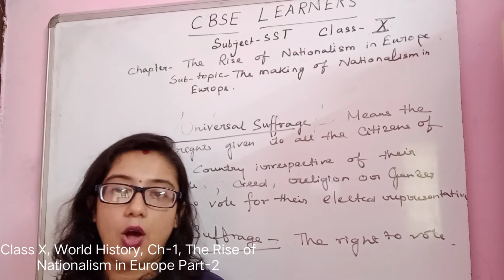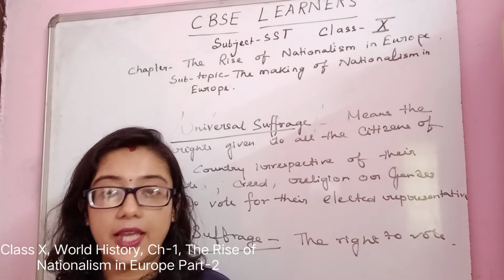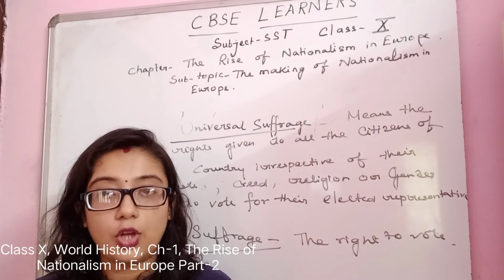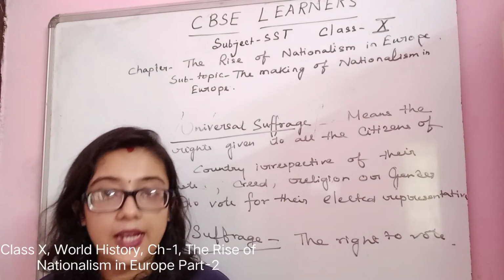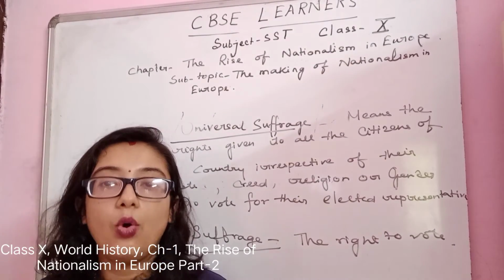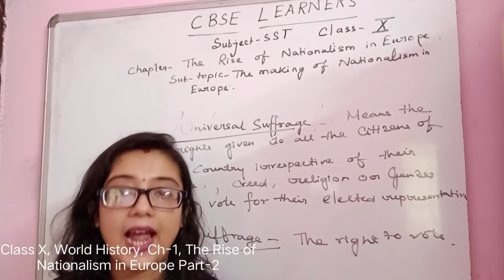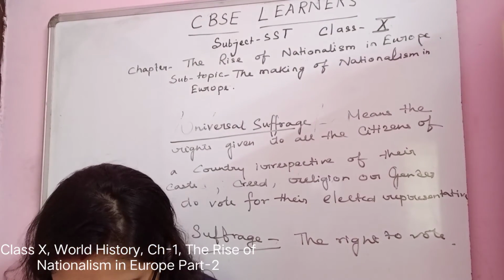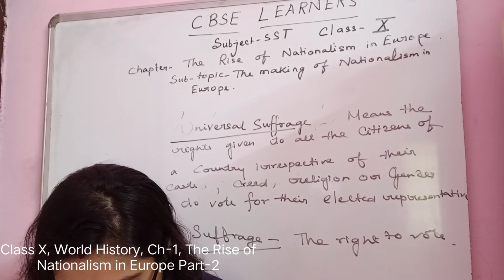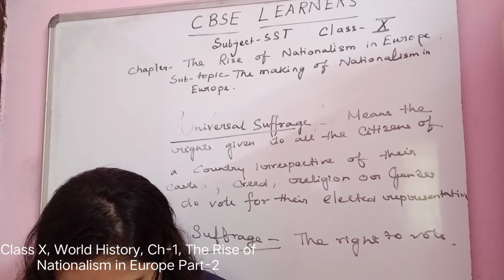Even females were looked at as a minority. They were thought of as a minority. They were not given the right to vote for their elected representative. Only the people who have land in the country could vote. Now let's read what they have said.